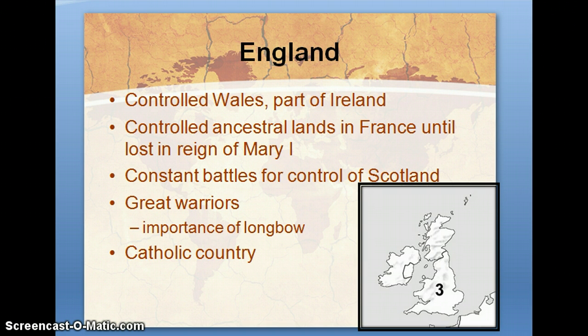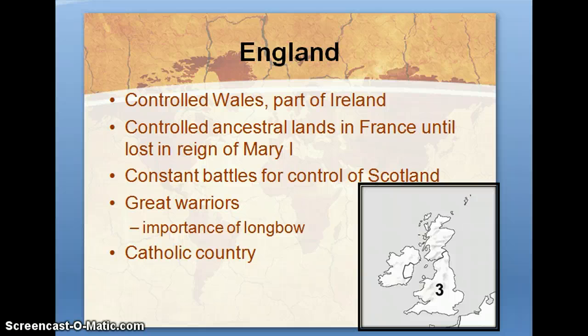They also control ancestral lands in France that were brought in by a marriage, but they lose them later on. They're having battles to control Scotland. Think of the movie Braveheart, if you've never seen that. They're also famous for having great warriors. They invent the longbow. And that's going to be very significant because it means that they have advanced technology compared to everybody else. At this point in 1500, England is also a Catholic country. Okay, at this point, you can either be Catholic or Orthodox if you are a Christian.